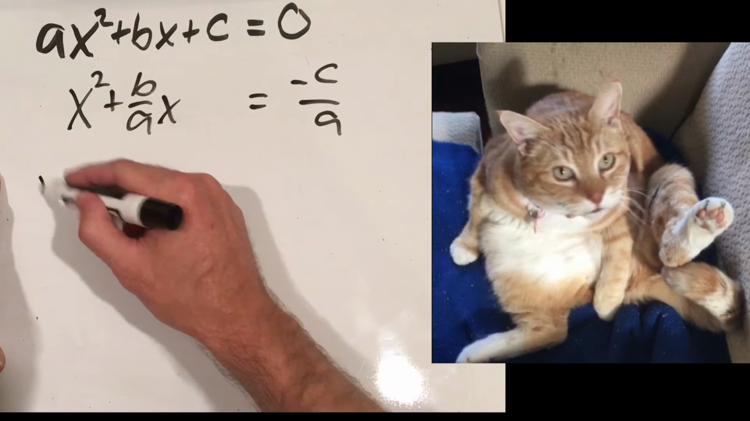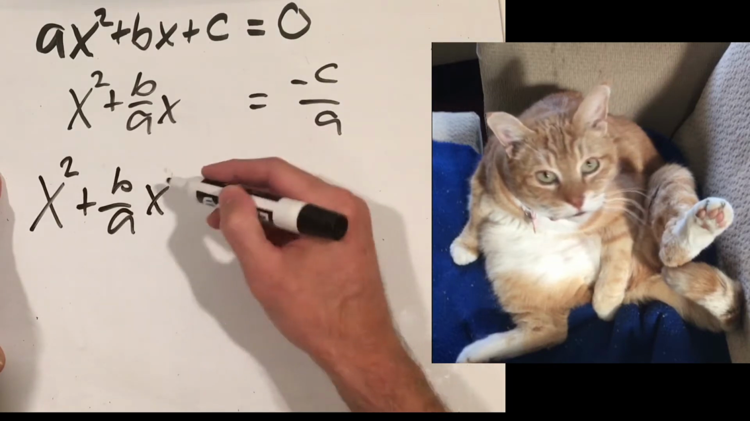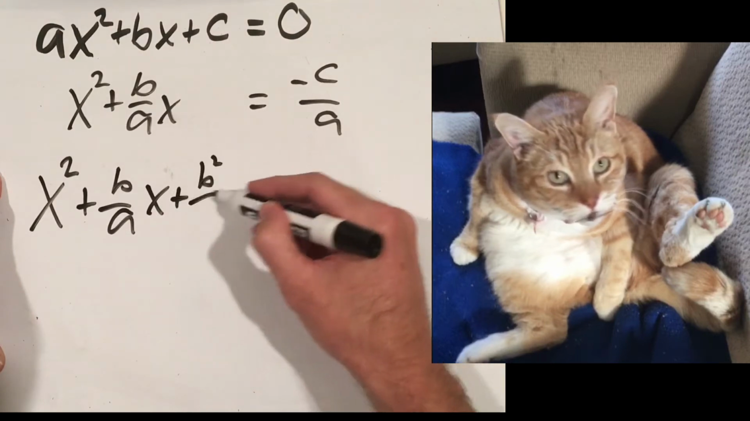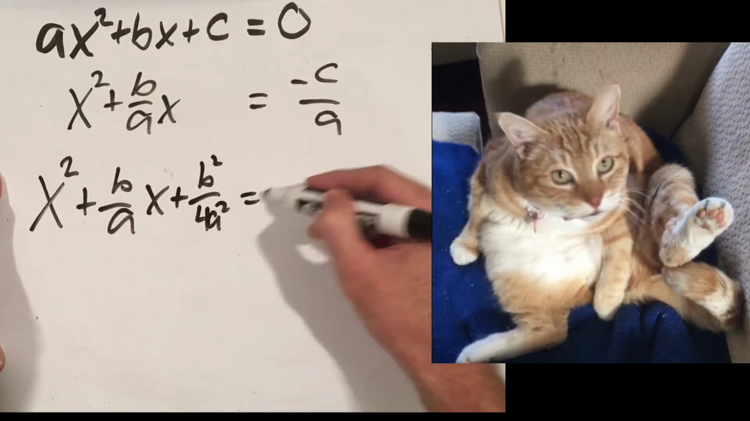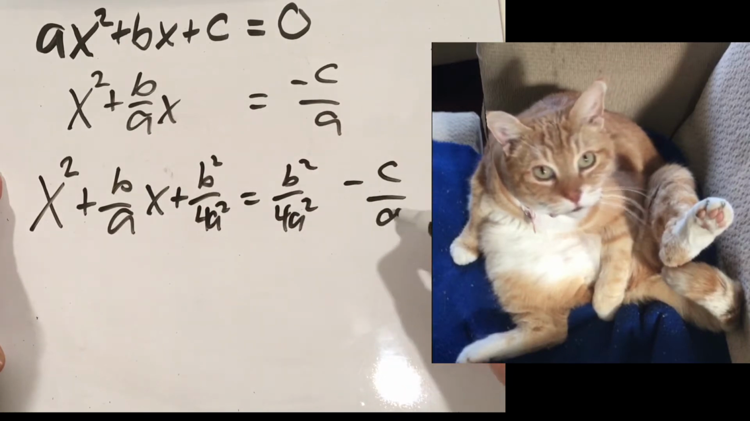This next step is the only unfamiliar step. It's called completing the square. We add half of the square of this term to both sides of the equation: b squared over 4a squared, add that to both sides. B squared over 4a squared, and just copy this down again.